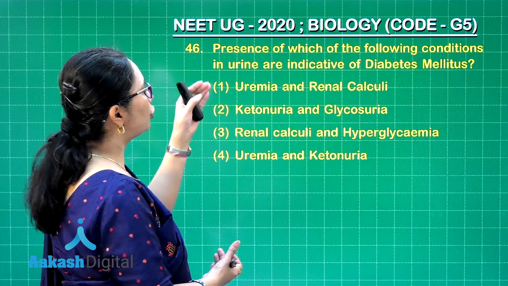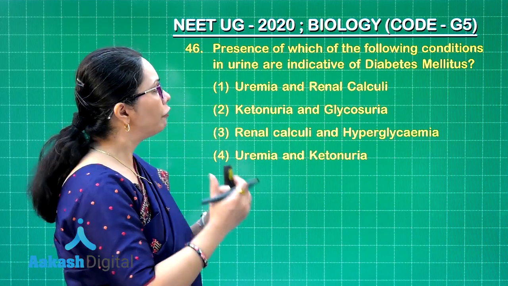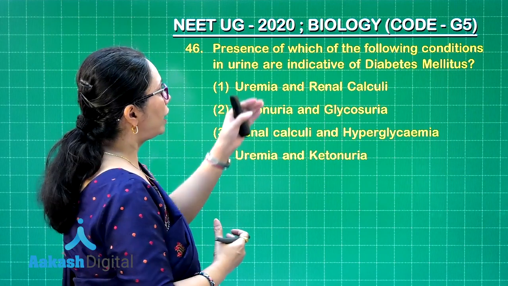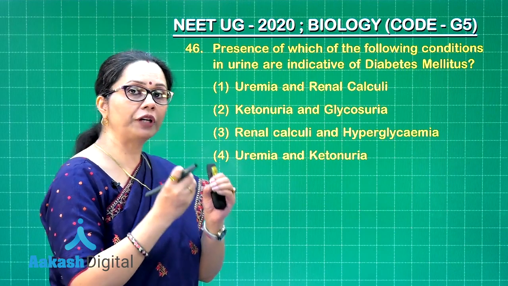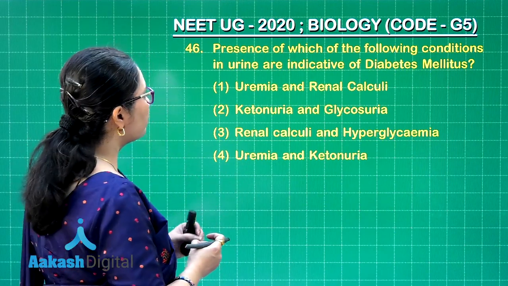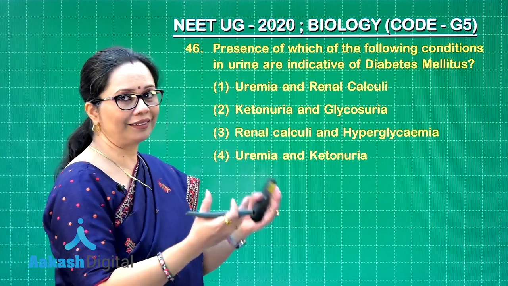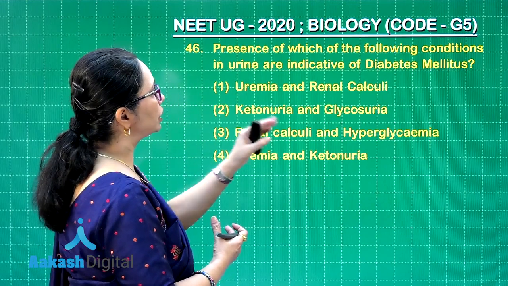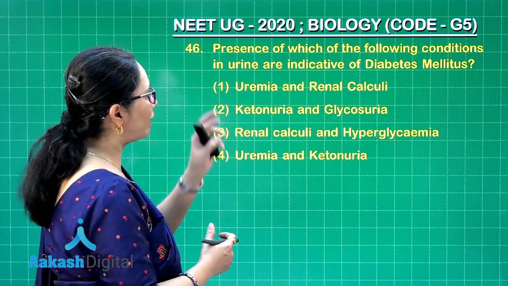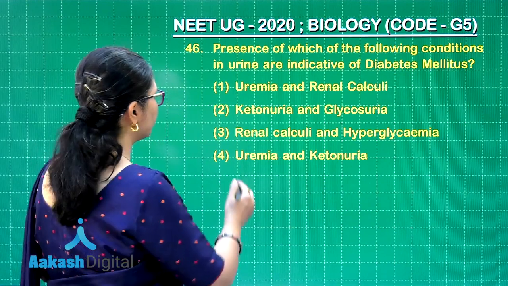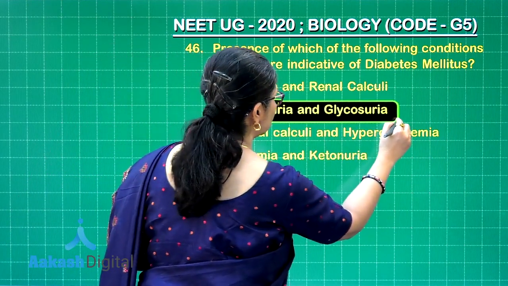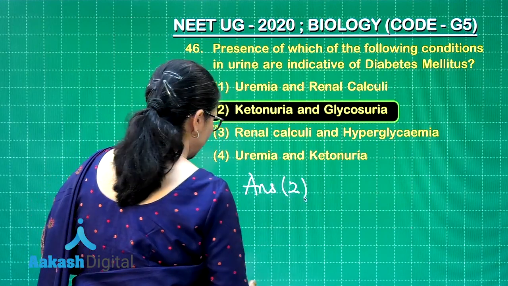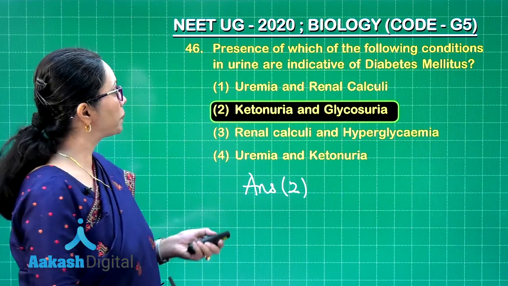The other ones that you see: uremia, that is excess blood urea, is a condition where kidney failure is occurring, right. And renal calculi would be formation of kidney stones, which are of calcium oxalate, and hyperglycemia, as I said, is of course excess blood glucose. But out of the choices, both conditions that are correct for diabetes mellitus are only in option 2. So this is our correct answer, right, option 2. Now let us move ahead with the next question.